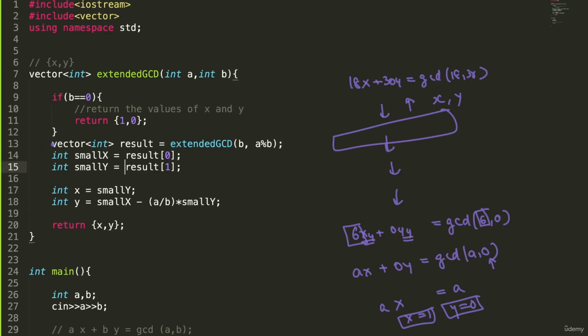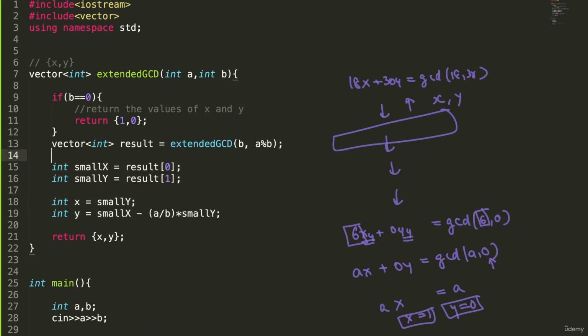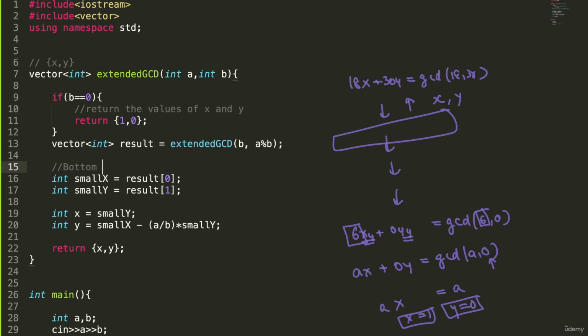So we are reducing our problem, breaking it down until we hit the base case. From the base case we return the result 1 comma 0, and using the result from the subproblem we are forming the result for the current call. So this is actually a bottom up approach, a bottom up solution building, because we are doing this work after the function call has been made.